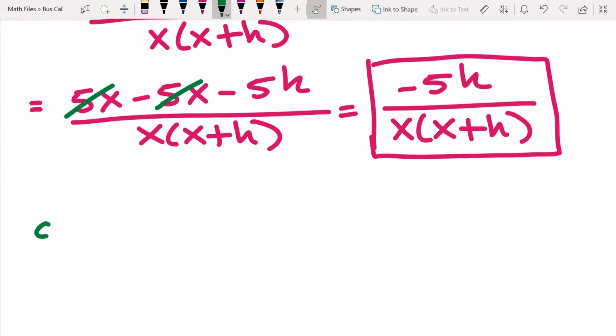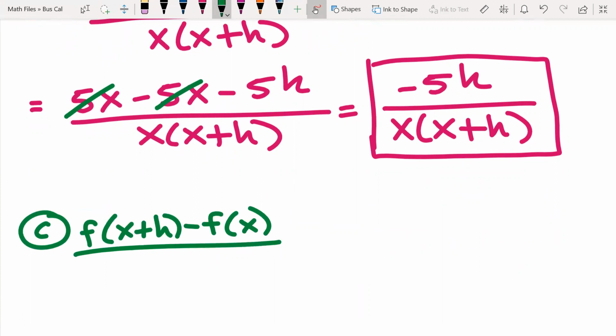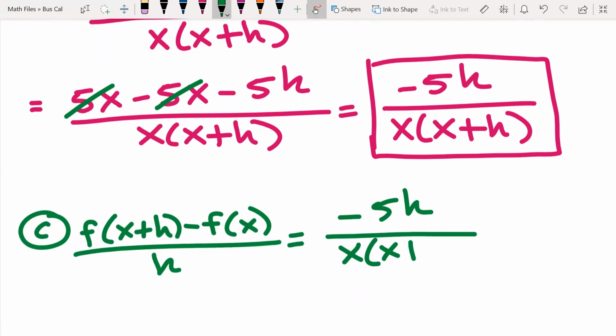So, C. f of x plus h minus f of x all over h. Well, we're going to rewrite what we left off with: negative 5h over x times x plus h. And we're going to put it all over h.